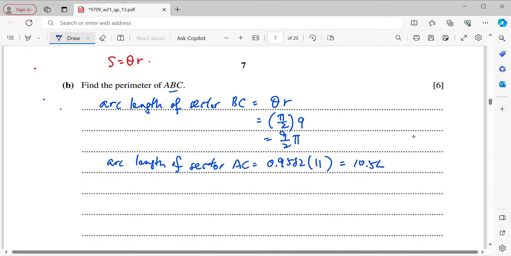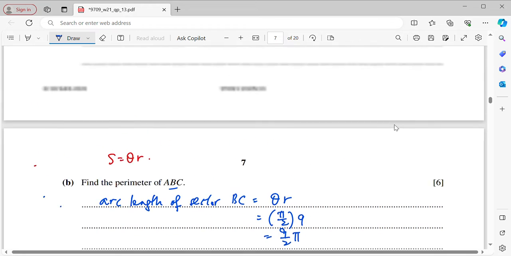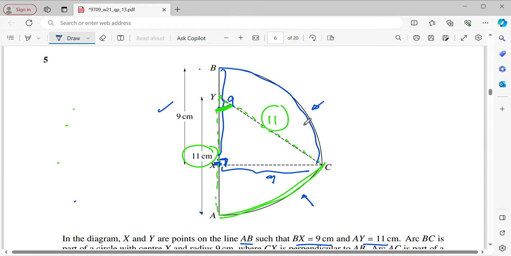So you will be getting this value for the arc length of AC. Which means the blue sector and the green sector are already found. Then I need to find BA, which is here. To get BA, I need to know what XY is first, because I know that BX is 9, but XY I do not know.